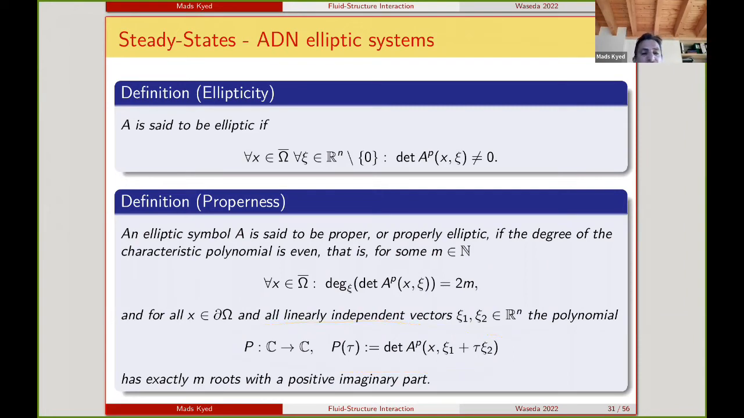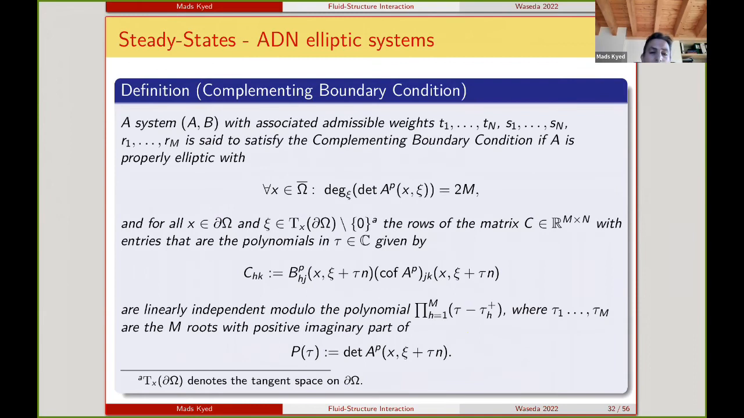Now, the good news is that this properness condition is automatically satisfied in dimension n greater than or equal to 3. So unless you work in a two-dimensional problem, the properness is always given. Now we come to the complementing boundary condition. This is really a confusing or complicated condition. Let's have a look at it.